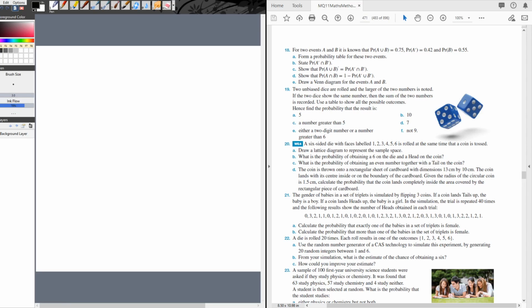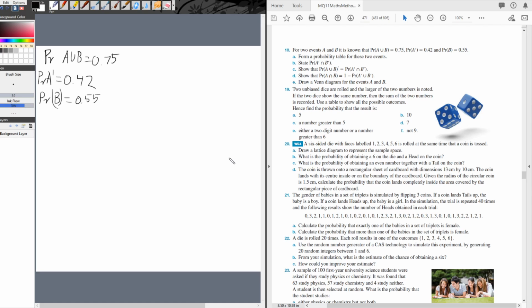Alright, so for the first two events, A and B, it is known that the union of A and B is equal to 0.75. We also know that the probability of A dash is equal to 0.42, and the probability of B is equal to 0.55.